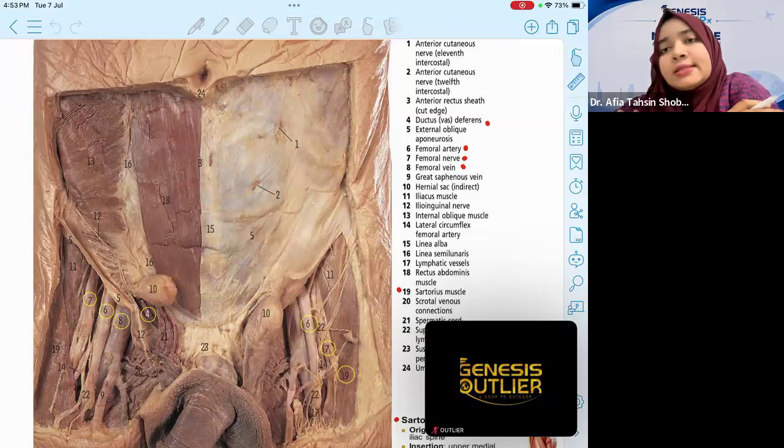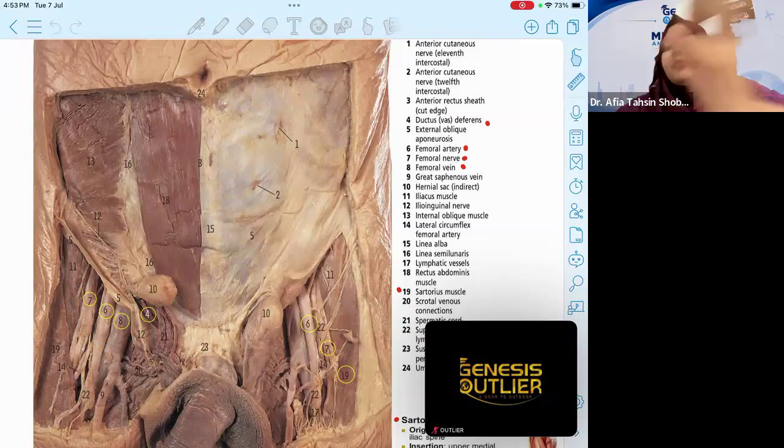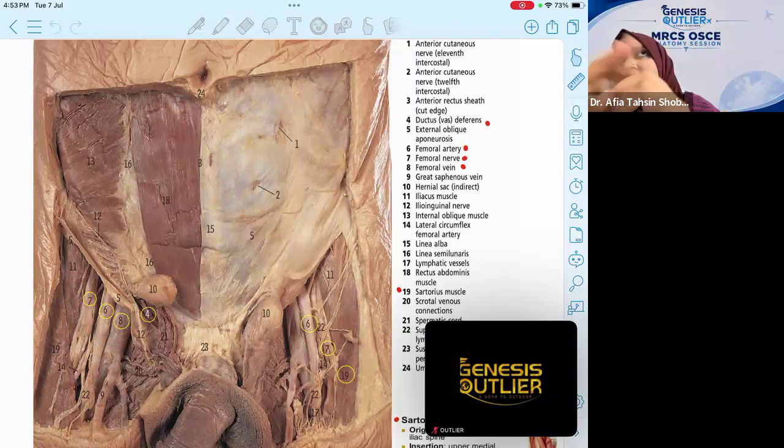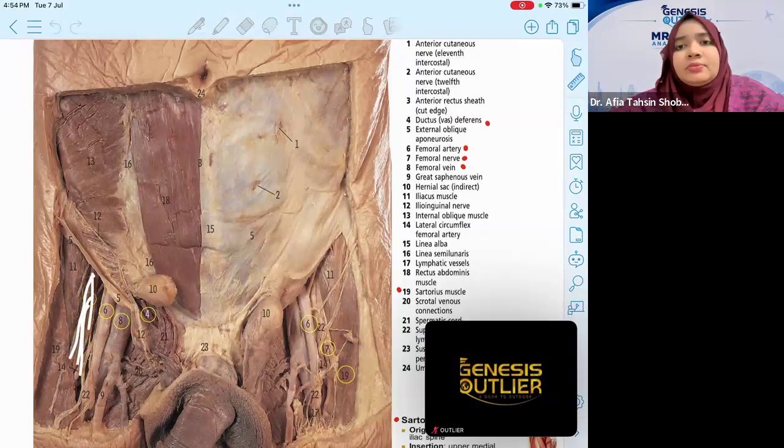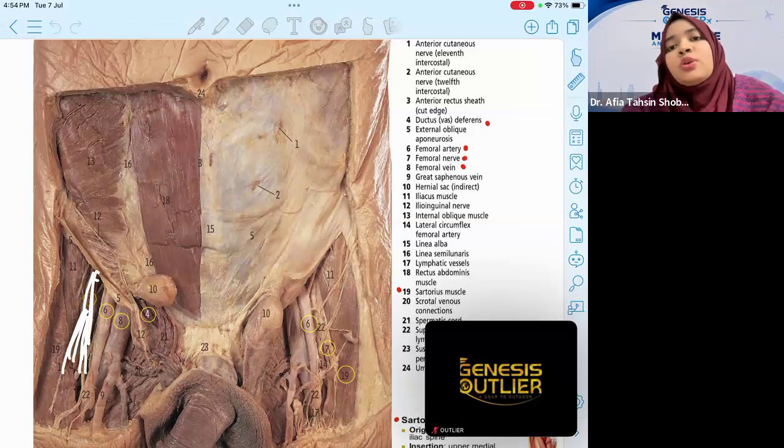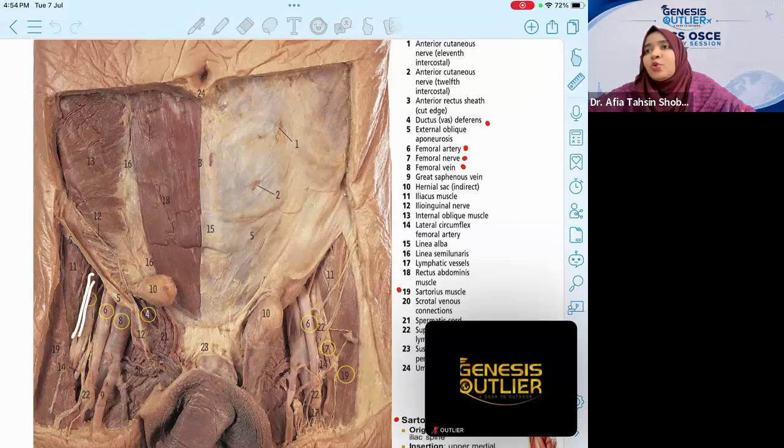Before going through this structure, I want to tell tips for identifying the vessels and nerve. If you find a structure, you imagine it is a vessel, but it is branching, so it will be a nerve. Okay, a nerve will be branching, but most of the time the main vein and artery you won't get branched. So see here, it is branching, so it will be nerve. And in this area which nerve will you get? You will get femoral nerve.